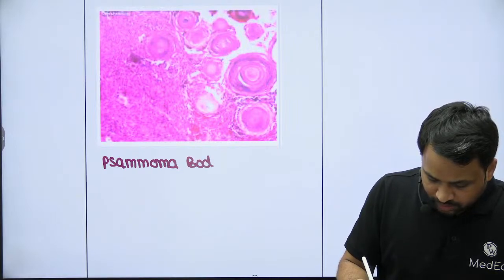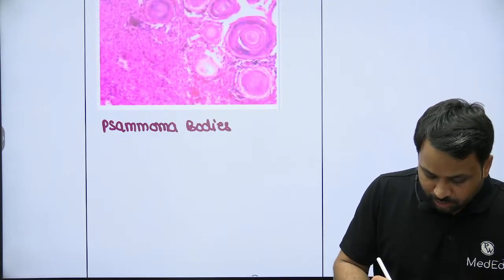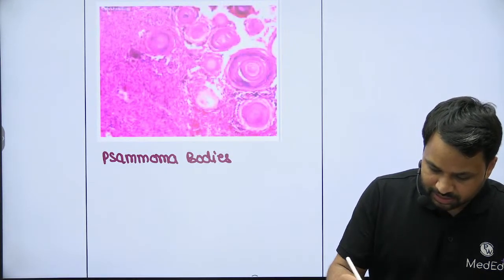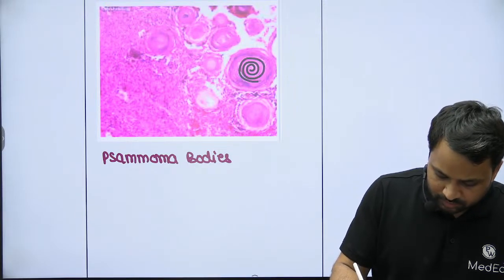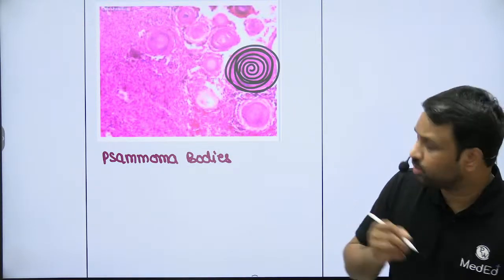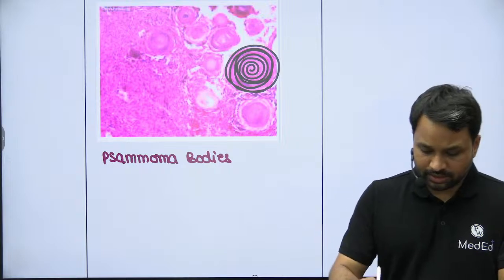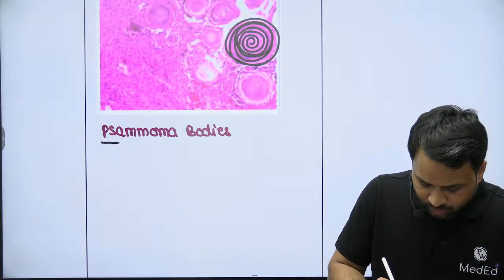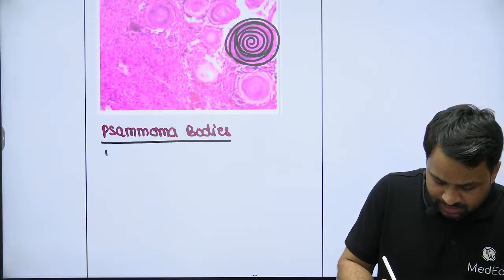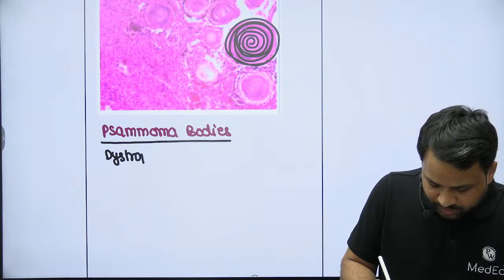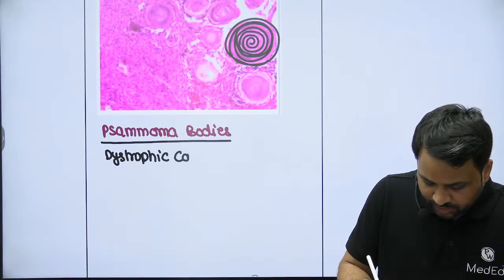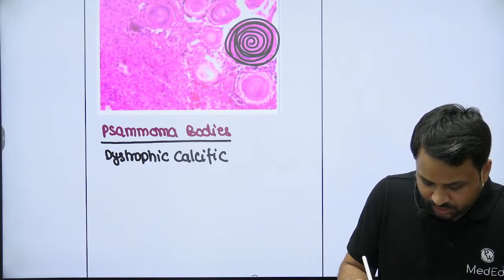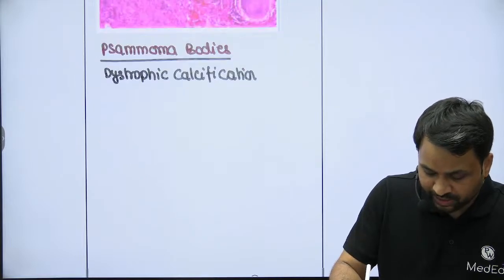These are what we call the Psammoma bodies. As you can see here, these are the concentric circles. This is how the Psammoma bodies will present to you. Now, what is a Psammoma body? A Psammoma body is an example of a dystrophic calcification.